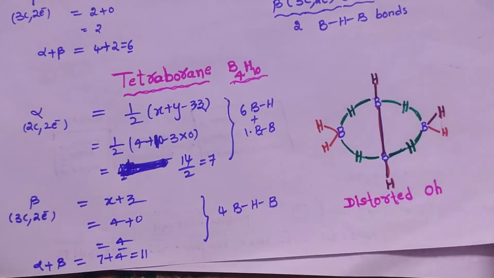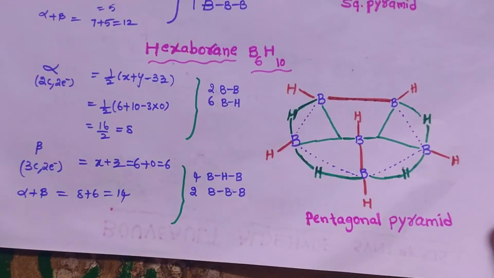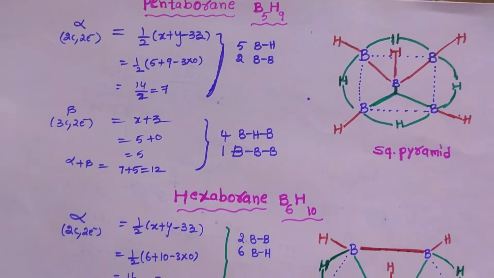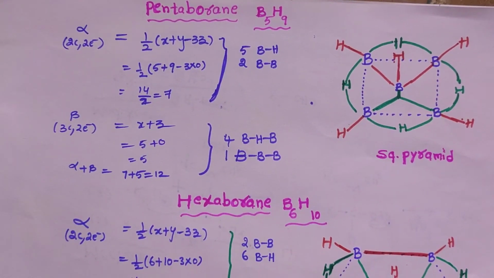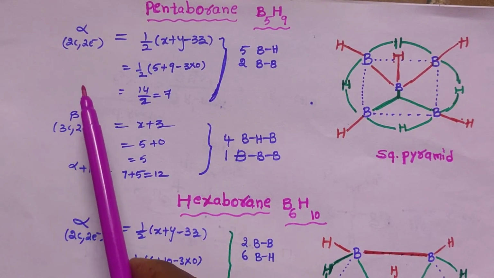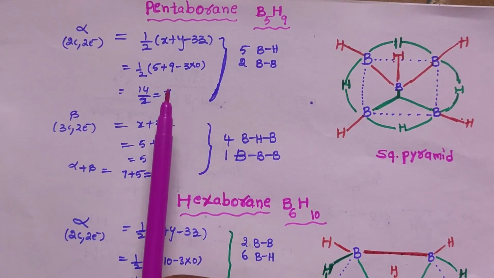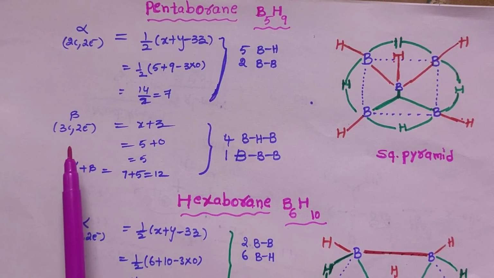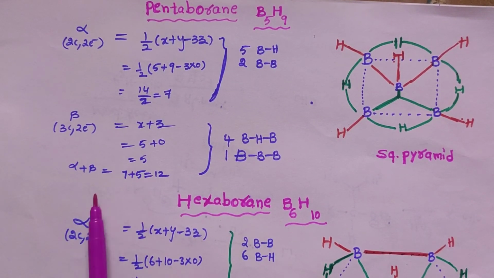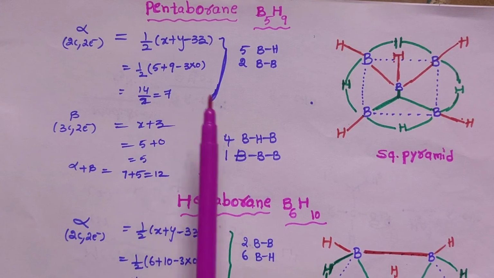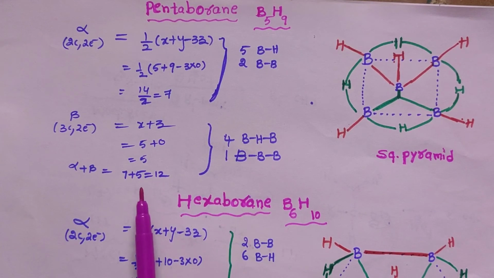Now we go for the structure of pentaborane 9. Pentaborane 9 formula is B5H9. So the number of alpha bonds, that means 2-centered 2-electron bonds, is 7, and the number of beta bonds is 5. So the total number of bonds in pentaborane 9 is 12.